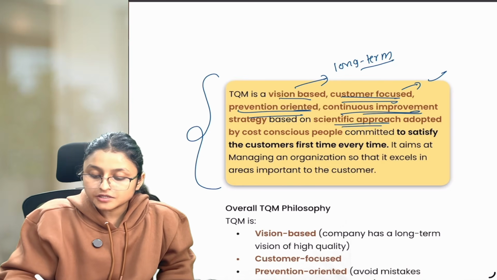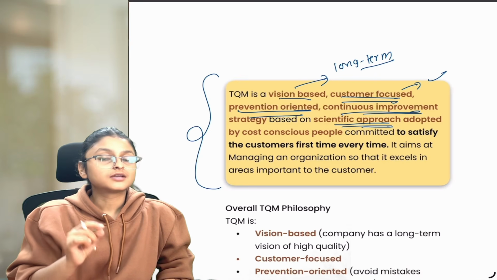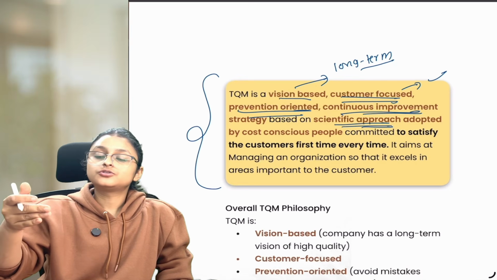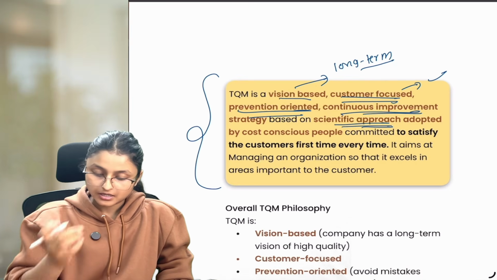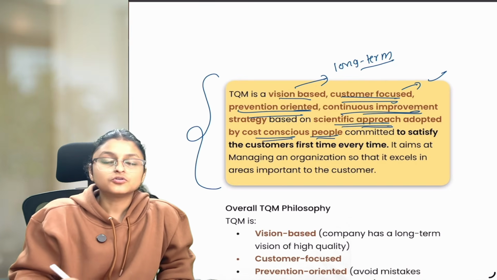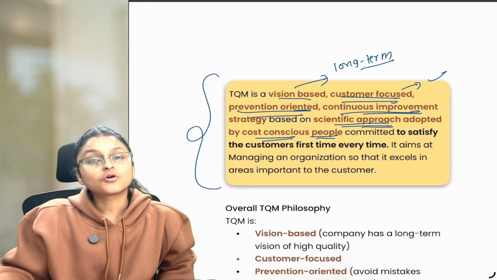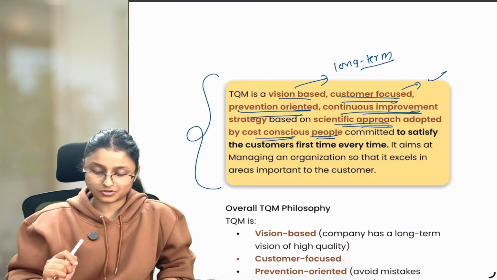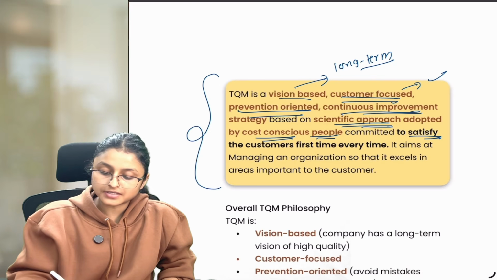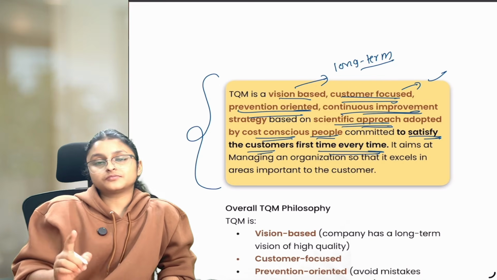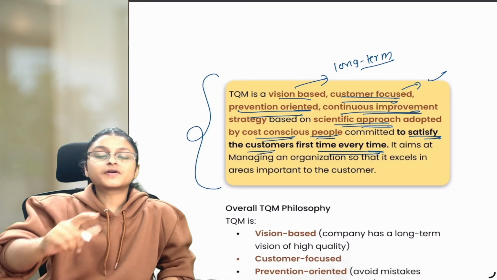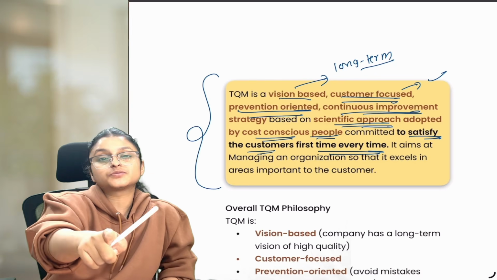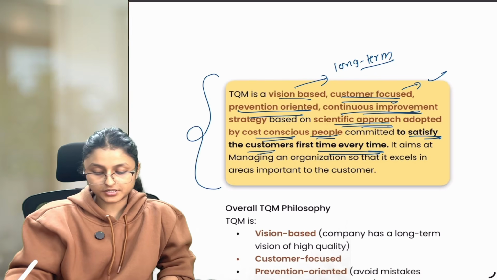Based on scientific approach, no logics, data, facts and methods will be used to decide and to define quality management. Adopted by cost conscious people who follow this TQM, who want to reduce their cost, because quality management helps you to reduce the cost. And committed to satisfy the customer first time, every time. If you are committed to satisfy your customer first time and every time, and you are cost conscious, you want to reduce the cost as well, then you should definitely use total quality management.